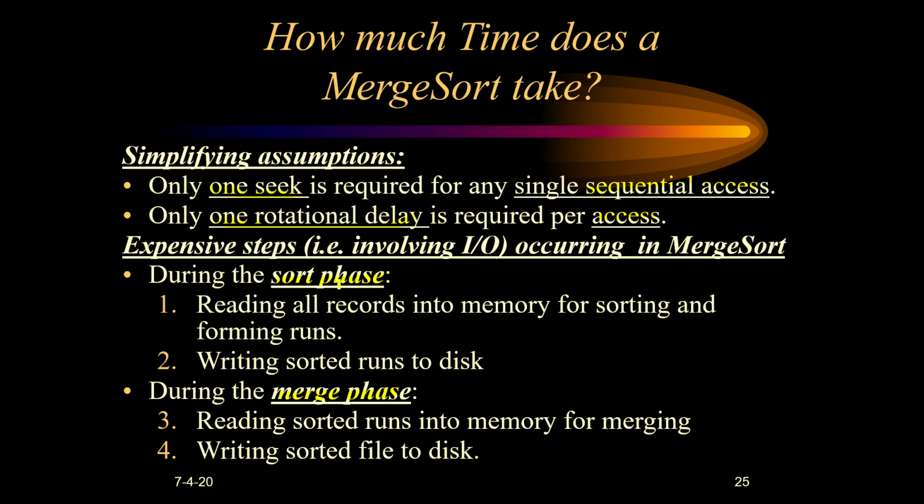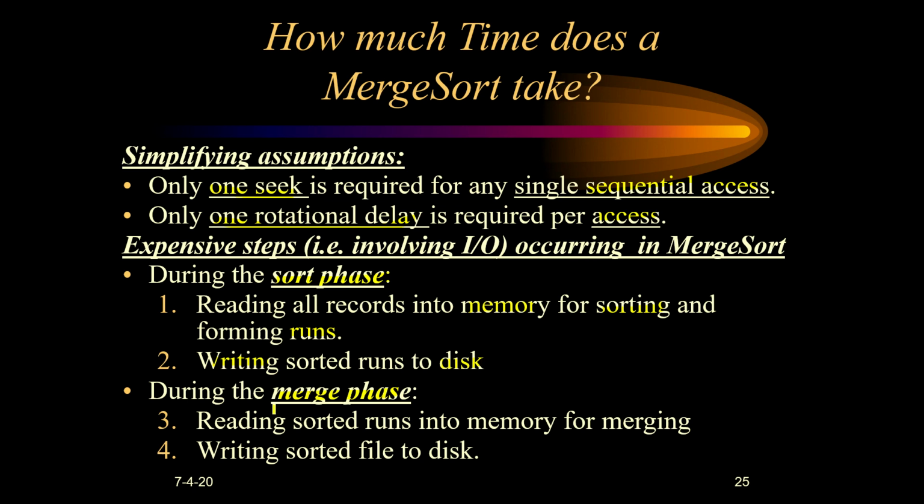Now in the sort phase we have two steps: reading the data from the disk into the memory, and then doing the sorting, and after sorting we save it into runs. So this is the first step. The second step is, after the run is written, we write the runs into my disk.